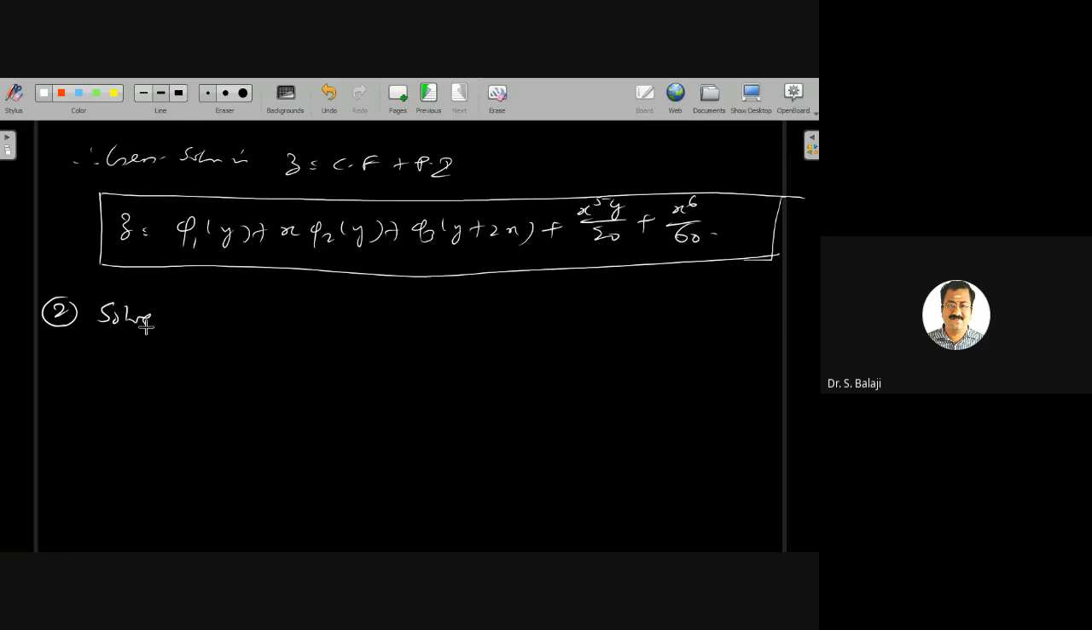I'll have you try in the same manner here. Solve d square minus 2 d d dash of z equal to x cube y.